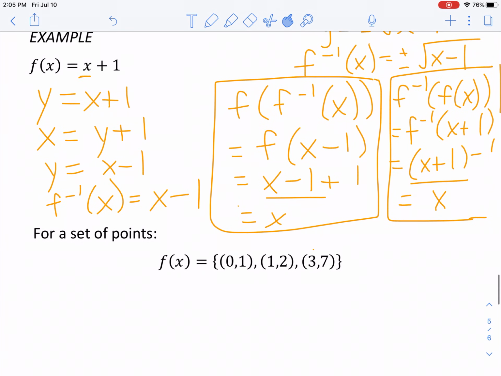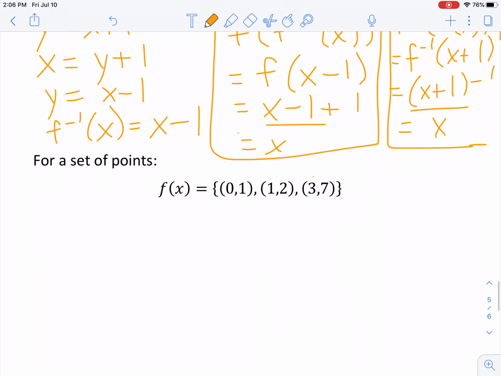It's a little different for a set of points because both of those functions that I just looked at were lines. They were defined for all values. It's a little bit more complicated with a set of points. So to find the inverse for a set of points, all we do is we interchange x and y. So 0, 1 becomes 1, 0. 1, 2 becomes 2, 1. 3, 7 becomes 7, 3.